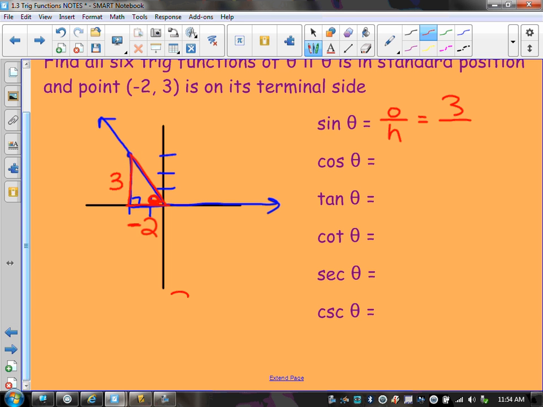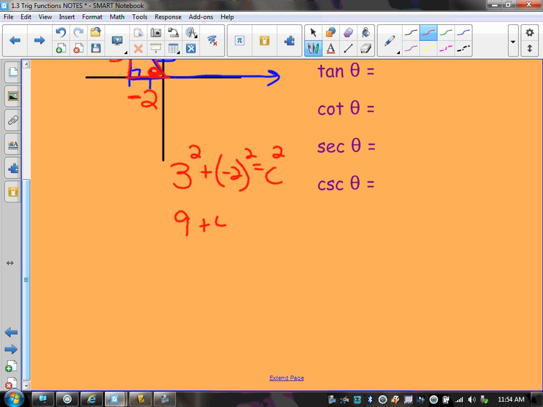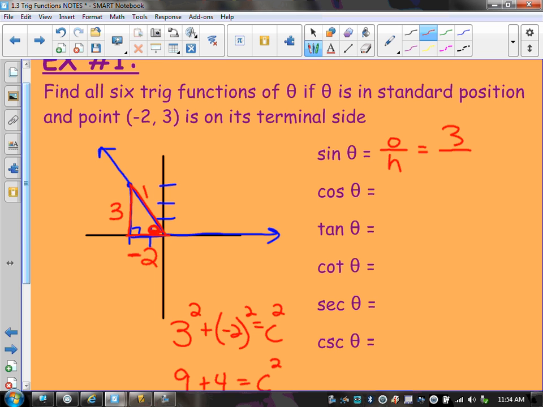I do Pythagorean theorem. A squared plus b squared equals c squared. So my c, or my hypotenuse, would be the square root of 13. So now I know that my opposite side is 3, and my hypotenuse is the square root of 13. The sine of theta would be 3 over rad 13. Normally we would rationalize our denominators. I'm going to go ahead and have you guys keep it like that though for now.